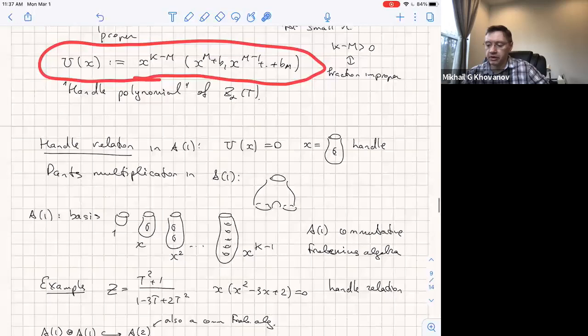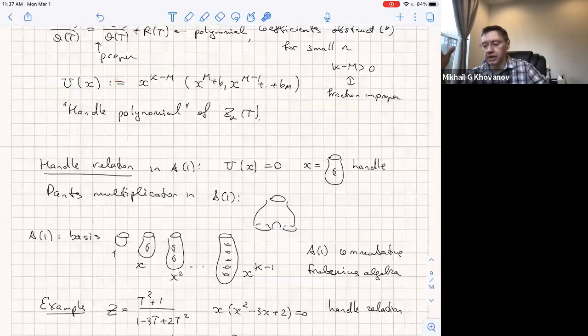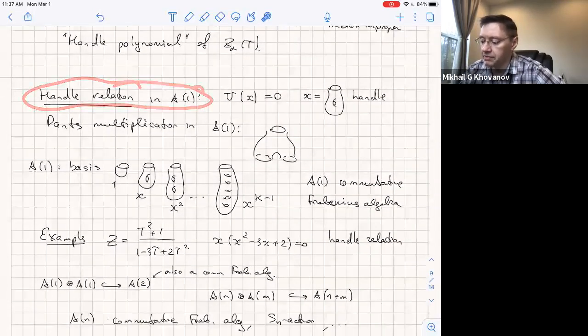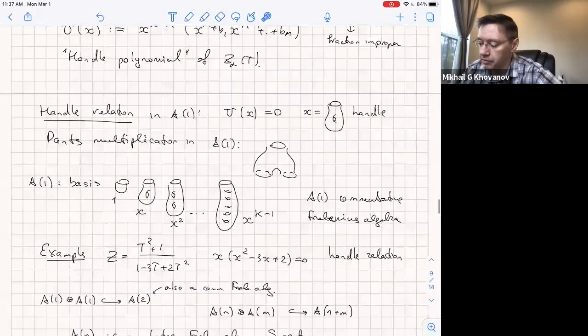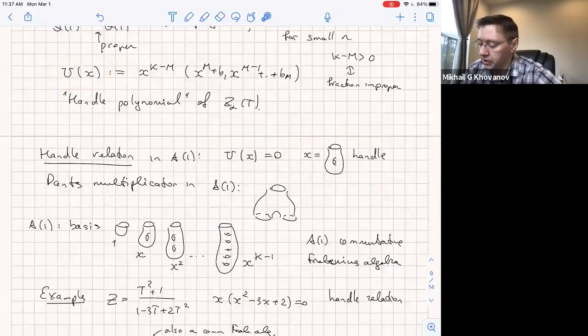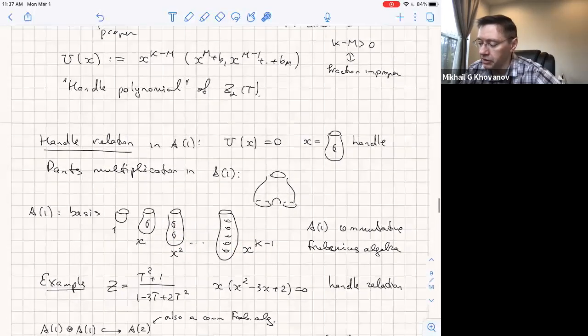So given the generating function Z, which is rational, we can pull out of it this handle polynomial, and the immediate result is that we have the following handle relation in the state space of a circle, namely that the polynomial u(x) is 0, where x is a handle, and x to some power means a power of the handle. So this is x squared. Here, if you multiply out, you get x to the k. X to the k can be expressed as a linear combination of lower degree terms.